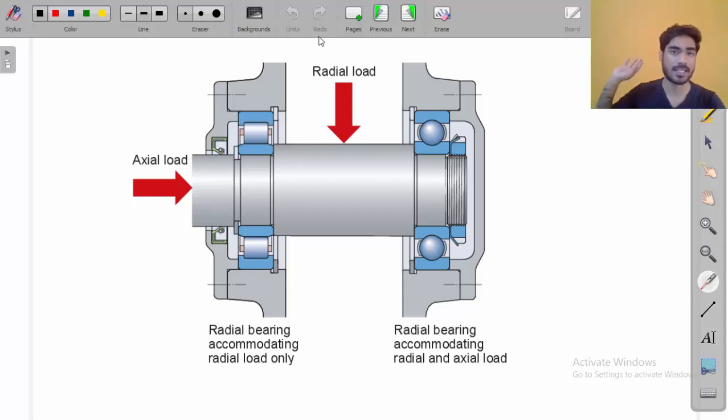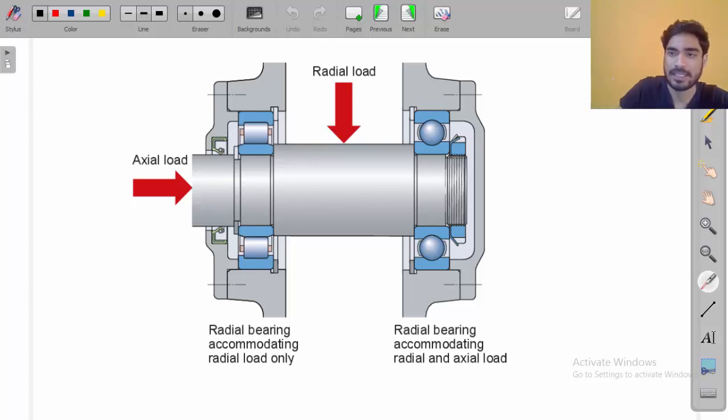Do you understand this much? Very easy. If I am holding the shaft like this, whatever load is acting in the direction of length is known as axial load. And whatever load is acting perpendicular to the length, it can be like this, like this, like this. Any load perpendicular to the length is radial load, my friend.